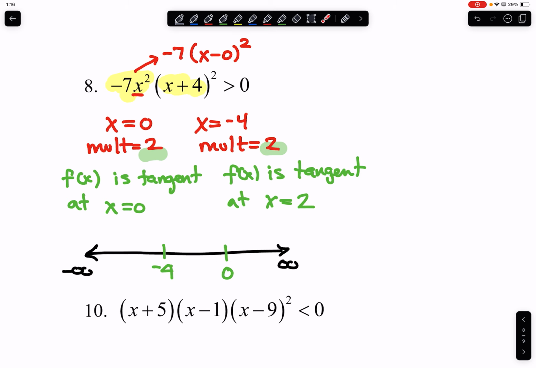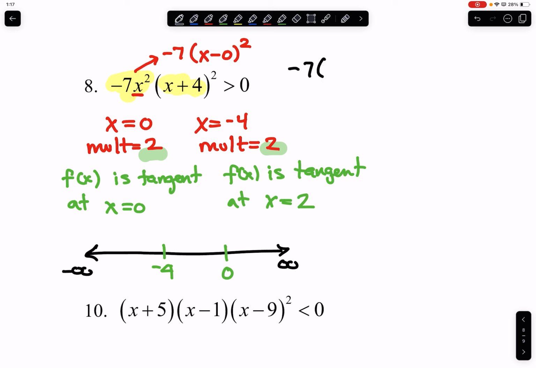So we don't really have to test all of them. All I have to do is simply test one of them. And because of the multiplicity of these zeros, we know that all the other ones are going to stay the same. So let's see. Let's plug in a positive number. Let's pick something over here on this side. Let's pick 10.